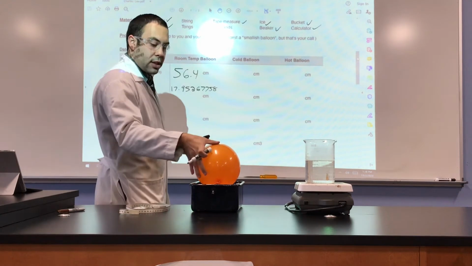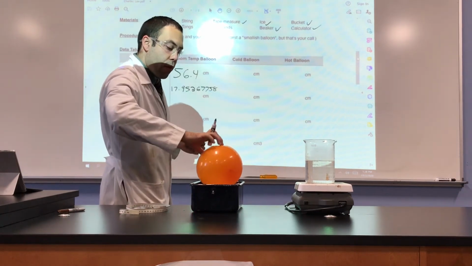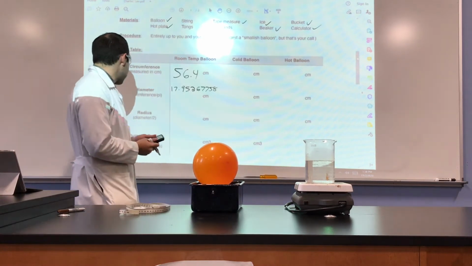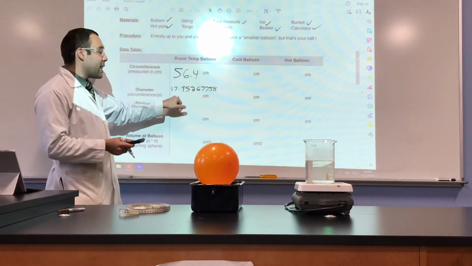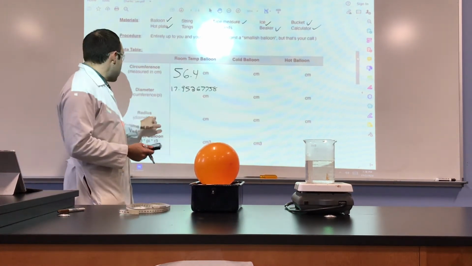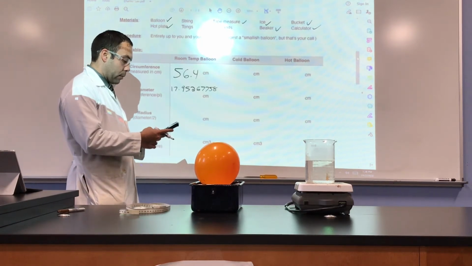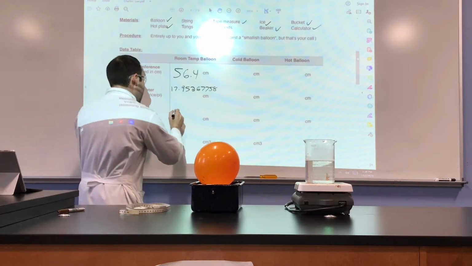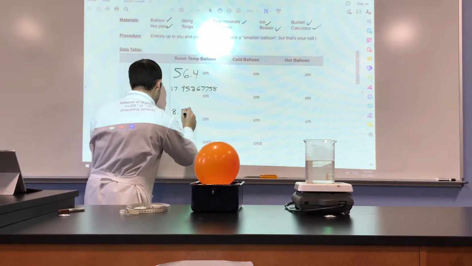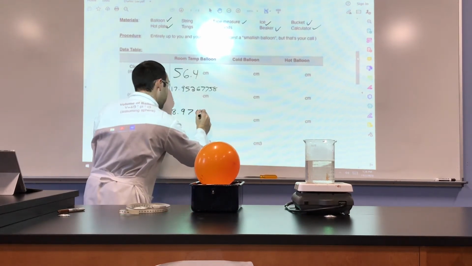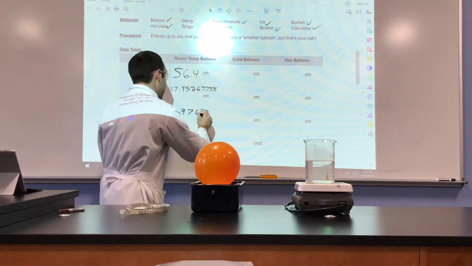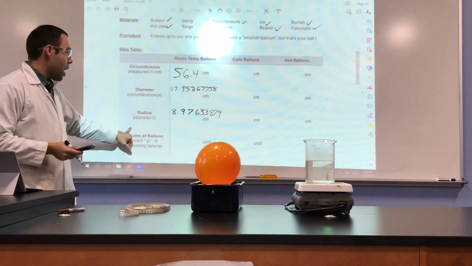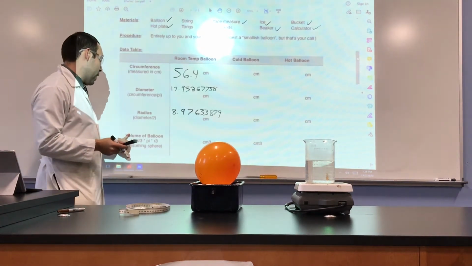30 seconds has passed, so we'll flip the balloon over, try to cool it down on all ends for about 5 minutes. The radius, so we take the diameter, do not clear out your calculator, just divide by 2. Once again, you should have a very, very long number, 8.97633879 centimeters. And then for the volume, this is tricky.